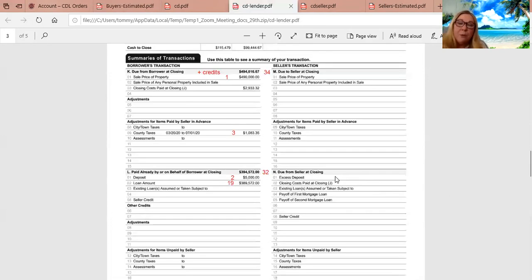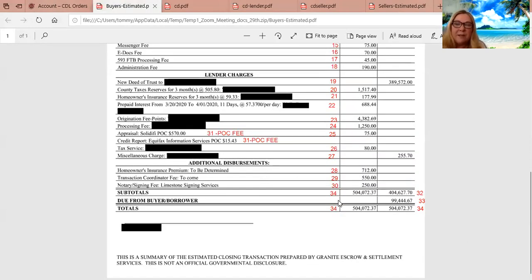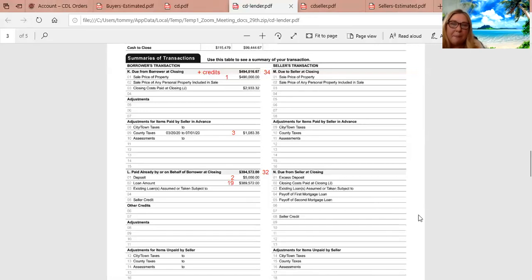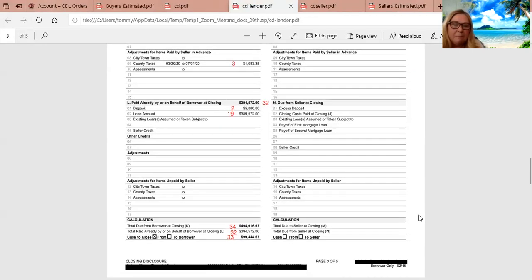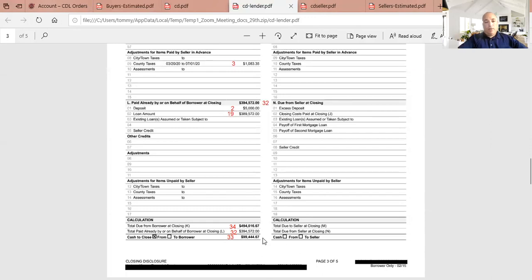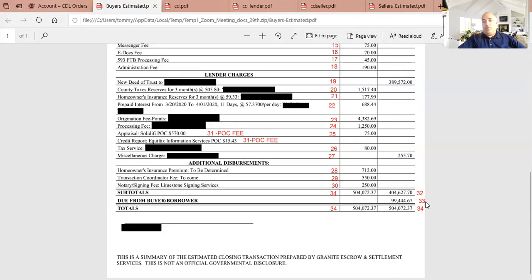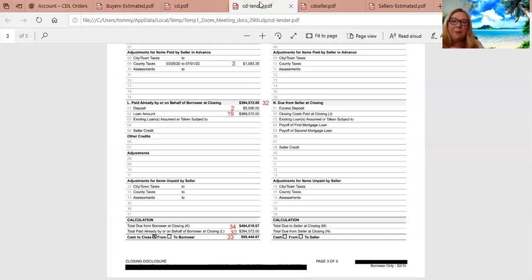No matter what, though, the number 33, which tells the buyer how much money they need to bring in, should always balance. That should always be the 99,444.67, like in this case. Throughout the whole thing, no matter what, from the buyer's estimate to the CD from the lender, that figure should be the same. Which it is. Right here is 33: 99,444.67, and 33 here, 99,444.67. Okay, so this was a lender CD. I wanted to show you that.